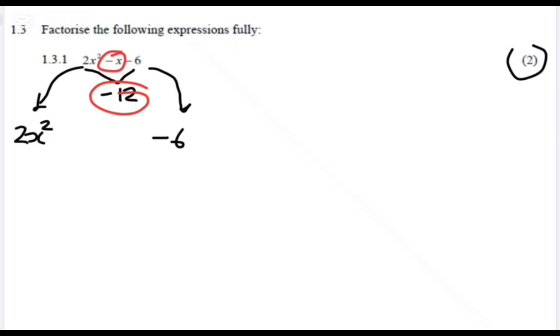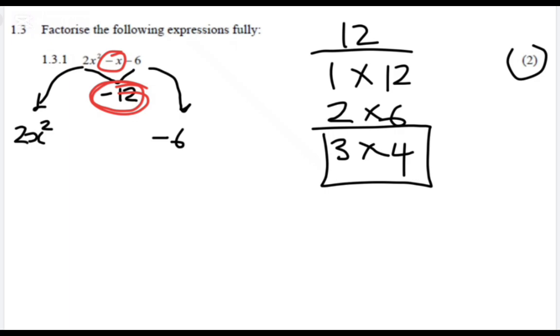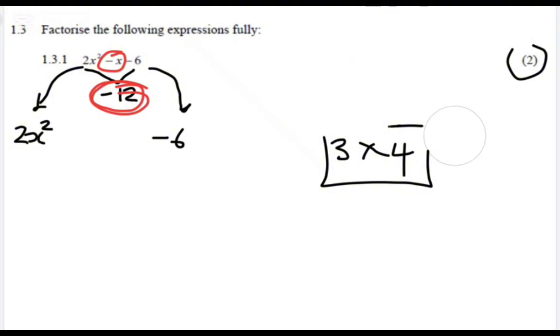Let me repeat that again. We're going to look for the factors of 12, those kinds of factors that, when we subtract or add them together, we're going to get negative 1. So the factors of 12: the first one is 1 multiplied by 12, the second one is 2 multiplied by 6, the third one is 3 multiplied by 4. Obviously, these are the factors that, when we subtract them, we can get negative 1. So the rest are just noise. So this one doesn't matter.